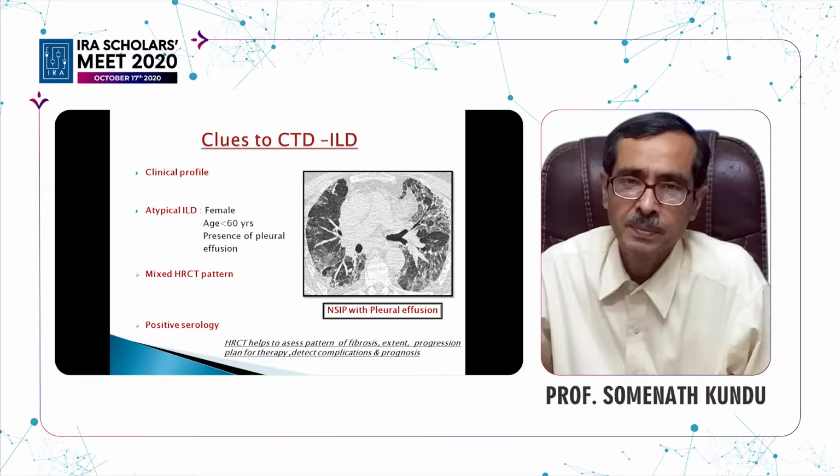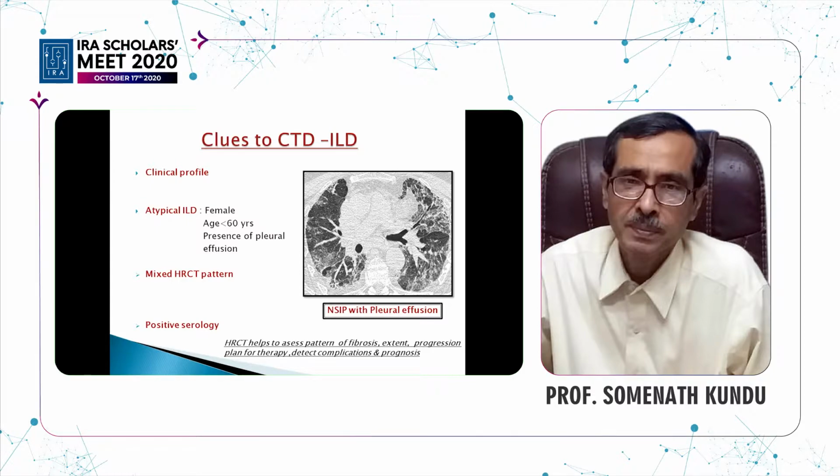Pattern. Organization physiology. HRCT would help us to assess the pattern of fibrosis, the extent of fibrosis, to be able to assess the progression of the disease, plan for therapy, assess the response to therapy, and detect complications.